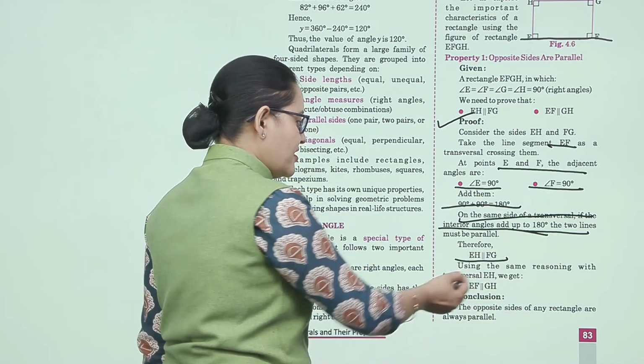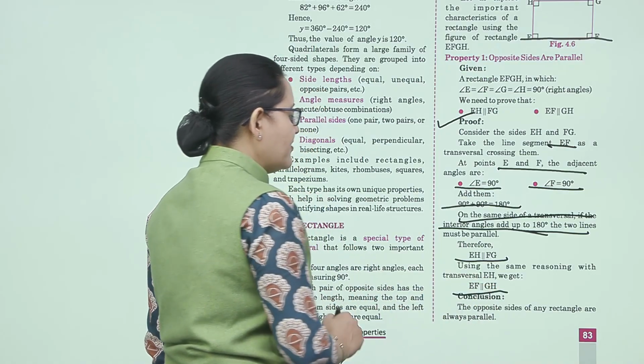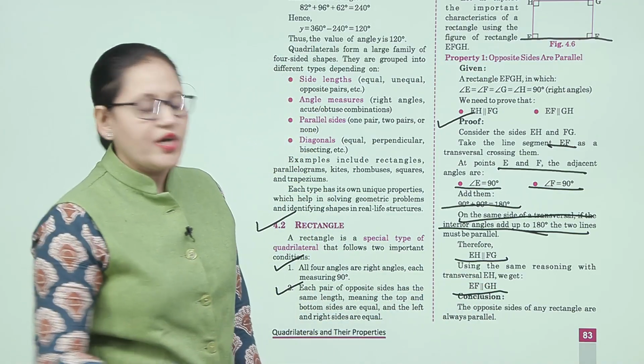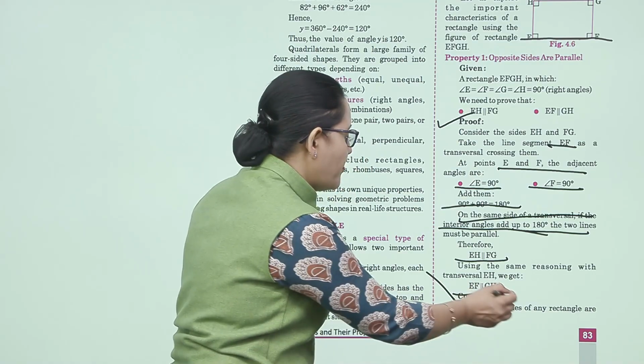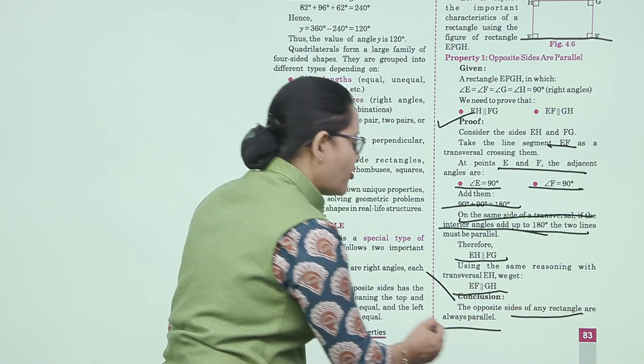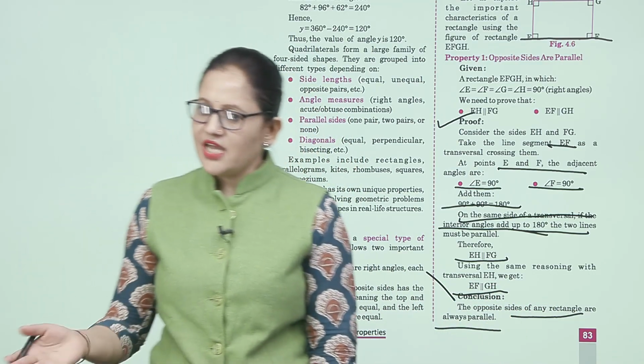Using the same reason, we can prove that EF is parallel to GH. So what is the conclusion? The opposite sides of any rectangle are always parallel. That we have proved here.